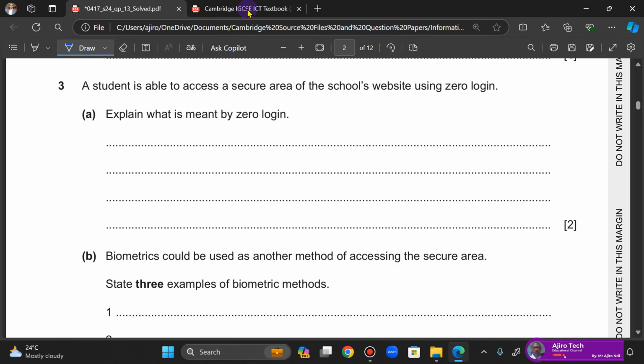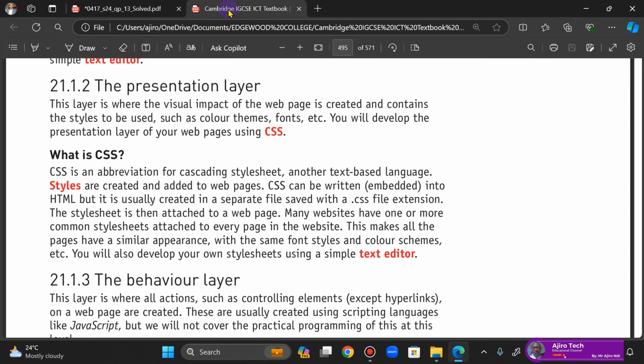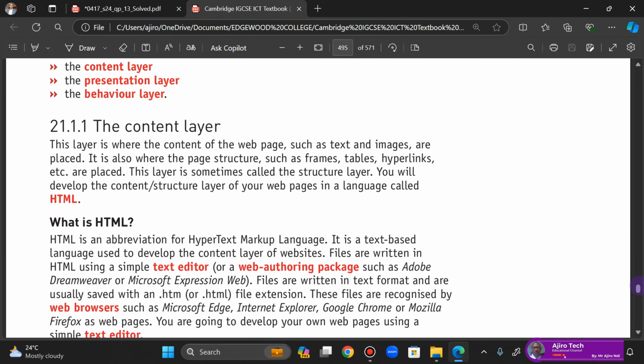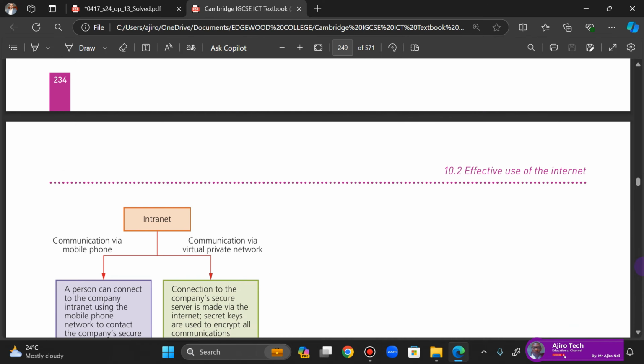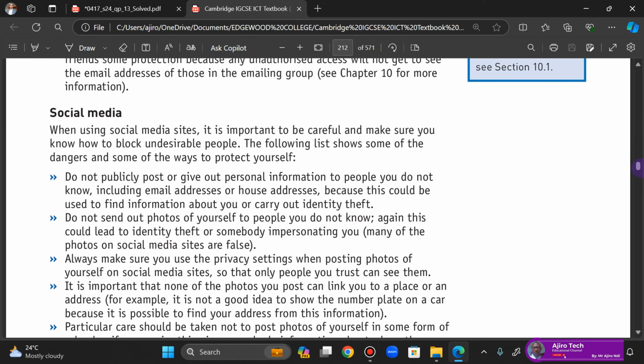Question 3. A student is able to access a secure area of the school website using zero login. Explain what is meant by zero login. Now, when we talk about zero login, this is where you don't have to put in any form of password. And I will show you here from the textbook so you can actually see this yourself.